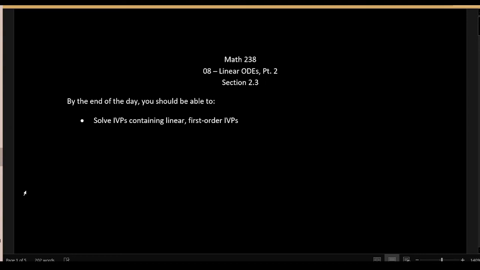Today we're going to continue talking about linear ODEs. In particular, we're going to have a look at linear ODEs as they occur in initial value problems, and we're going to have a look at a mixing problem, the problem of mixing two chemical solutions together.